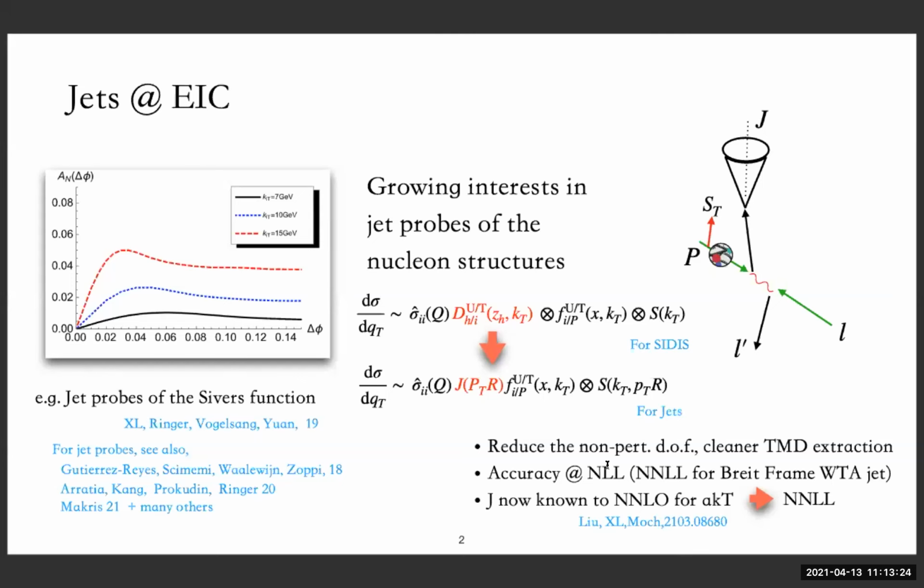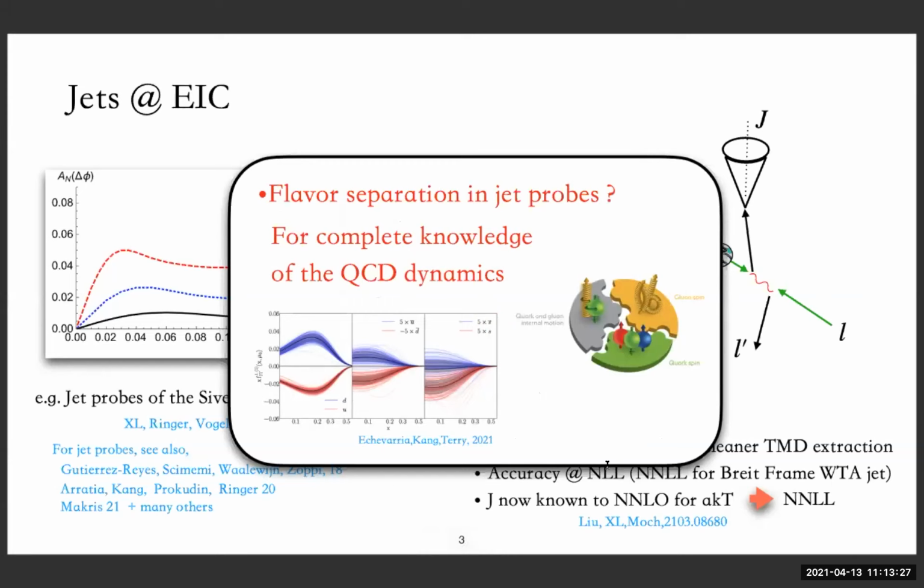But how about the flavor separation? At some point, we know that at the EIC, we want to know the information, for instance the spin information or the TMD distribution for specific parton flavors, which requires some kind of flavor separation. The flavor separation seems to be almost impossible for jet probes because the jets are almost inclusive over the final state hadrons and therefore should be completely ignorant of the flavor information.